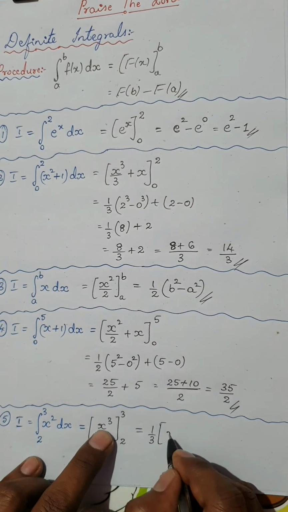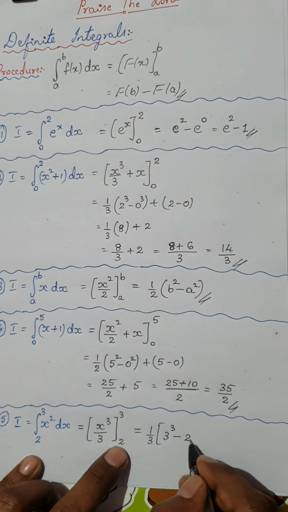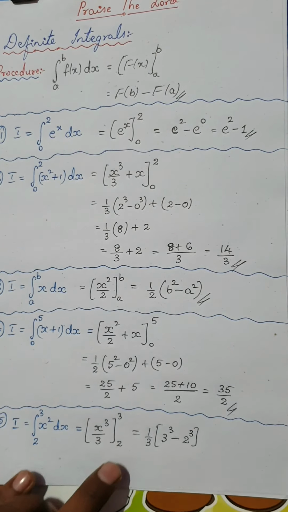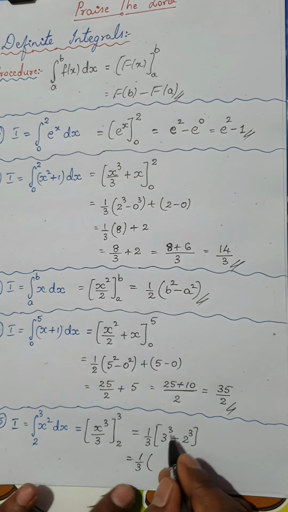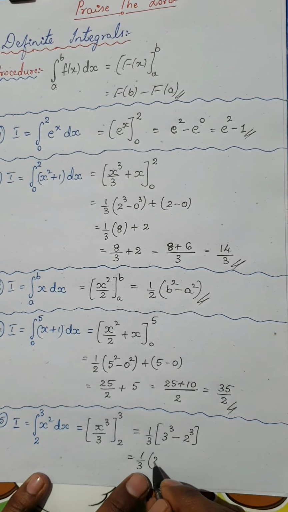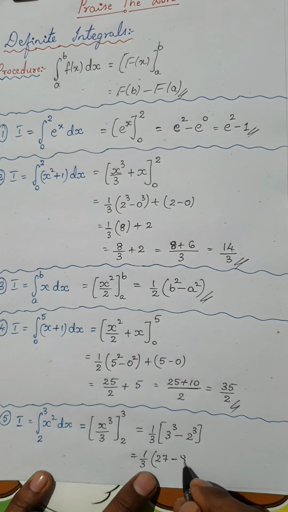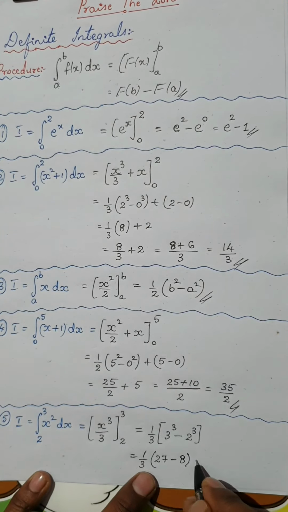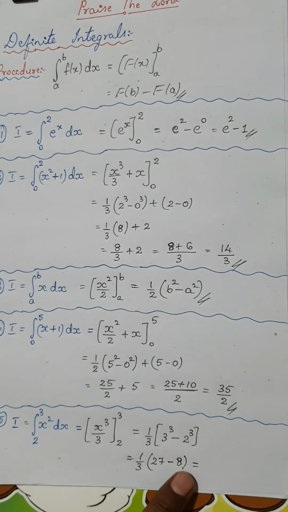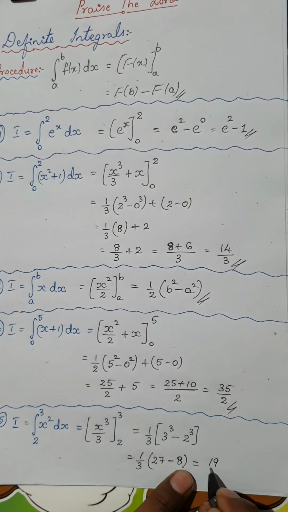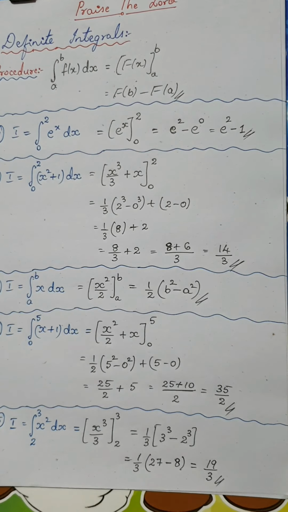Apply the upper limit here. So upper limit for x is 3, so it is 3 cube minus lower limit is 2, it is 2 cube. See what happens. This is nothing but 1 by 3 into, now what is the value of 3 cube? Now we know 3 3s are 9, 9 3s are 27. So 3 cube is 27 minus, 2 2s are 4, 4 2s are 8, so 2 cube would be 8. So if you subtract 8 from 27, you will get 19. So the final answer for the integral would be 19 divided by 3. Shall we move on to the next question?